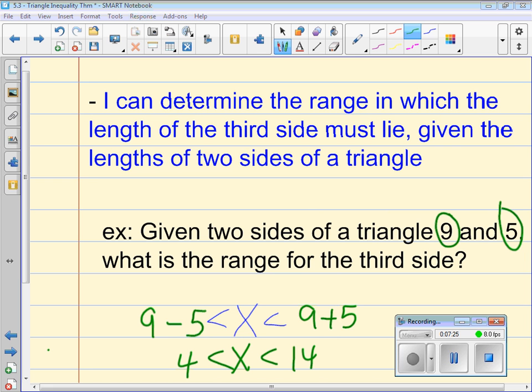If you find that somebody says, okay, I want the third side to be 22, it can't work with a 9 and a 5, okay? Because it's too big. Any number that's in between 4 and 14 works. 4 does not work, 14 does not work because it's not in between, but 4.1 works, 13.9 works. If it's going to be too small, it can't be over here, and these are too big, okay?